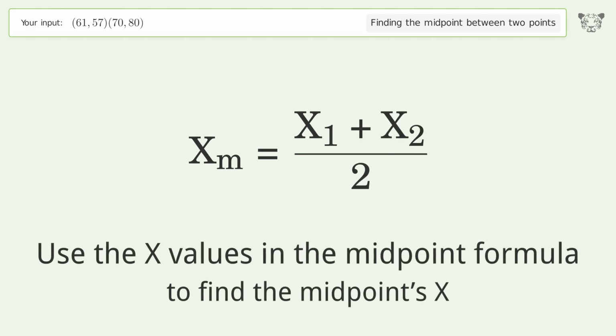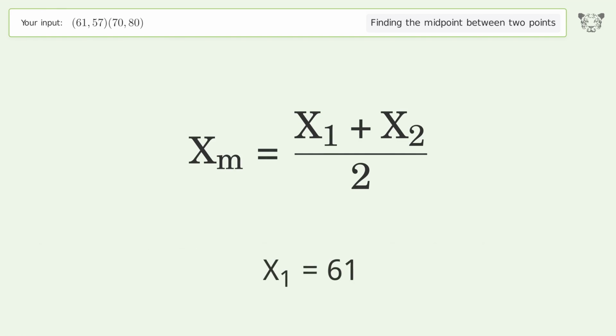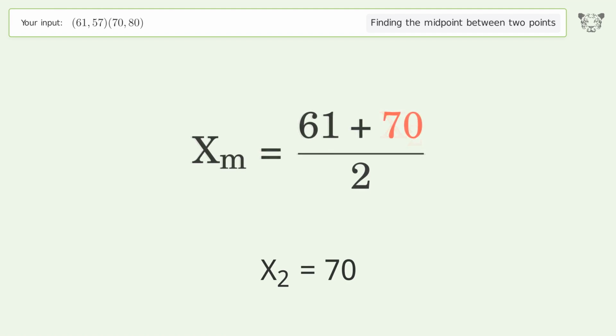Use the x values in the midpoint formula to find the midpoints x. x1 equals 61. x2 equals 70. Simplify the arithmetic.